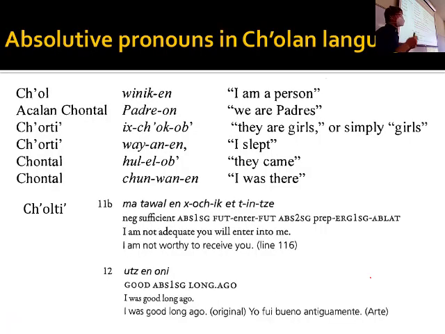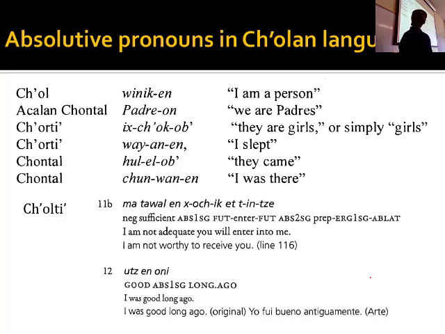These are just some examples from present-day Mayan languages, Cholan languages. So Chol, Acalan Chontal, Chorti that I studied, and modern Chontal. Acalan Chontal is a colonial variant of it. So Winik en, person, me, actually means I am a person. Or like you can say I'm a servant as well. Padre on. We are padres. Of course, padres, priests. It's in a text. In a colonial, like we are priests.